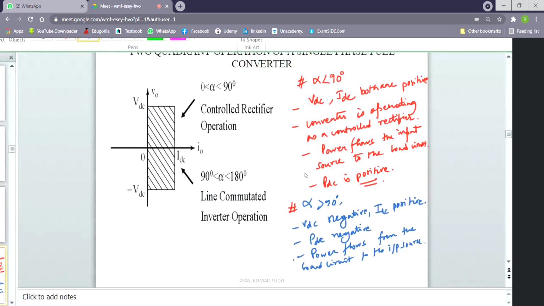So the operation occurs in which quadrant? As you can see, it occurs in the fourth quadrant. So now this converter is operating as a line commutated inverter. So we may be tempted to conclude that the same converter circuit we used may be operated as an inverter by just increasing the alpha beyond 90 degree.